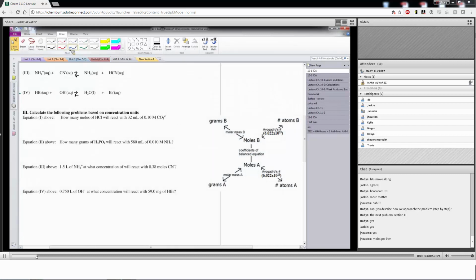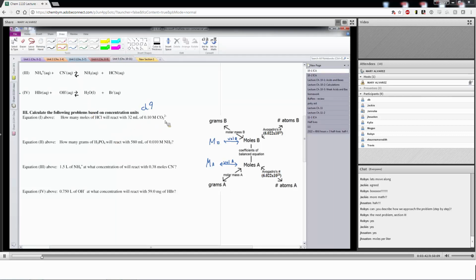So this is chapter 9, all over again, nothing new or different. I'm just applying it then specifically to these reactions which I have defined as acid and base reactions. That's all. So for instance, with the first one, the first question says how many moles of HCl will react with 32 milliliters of 0.10 molar carbonate.